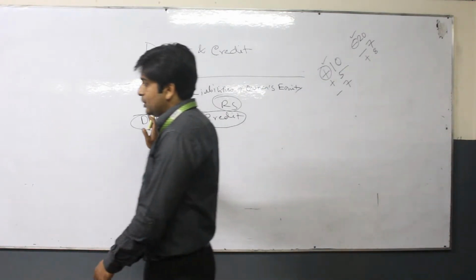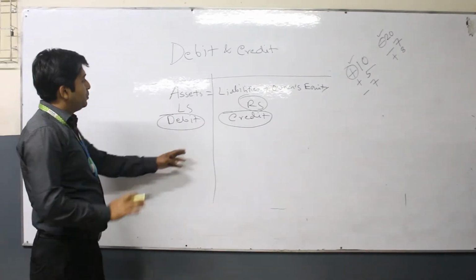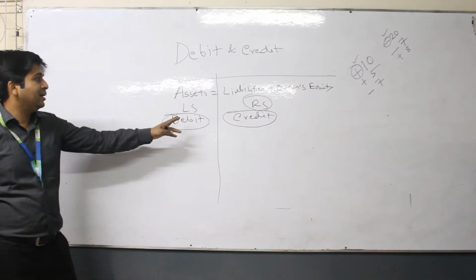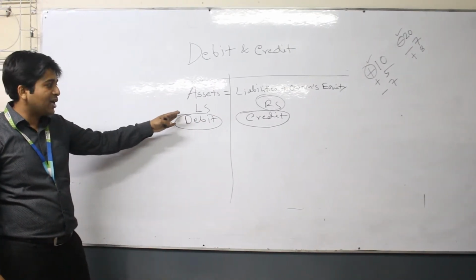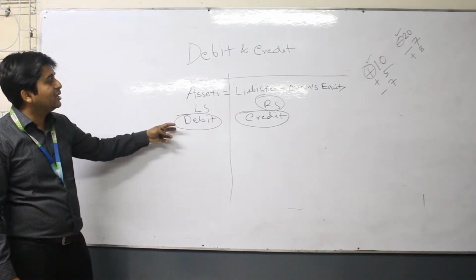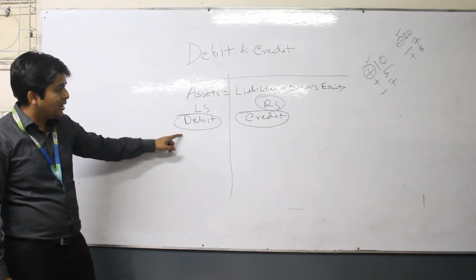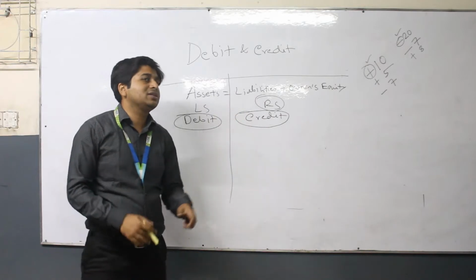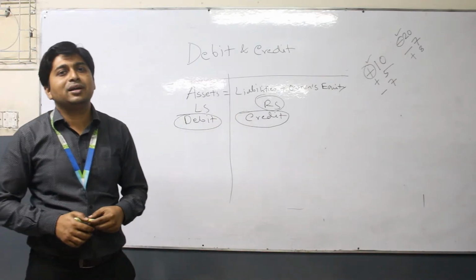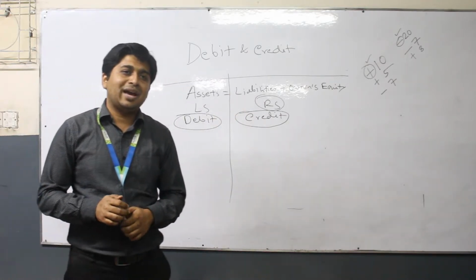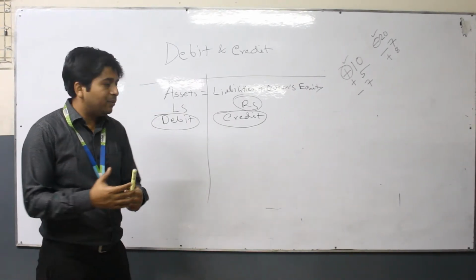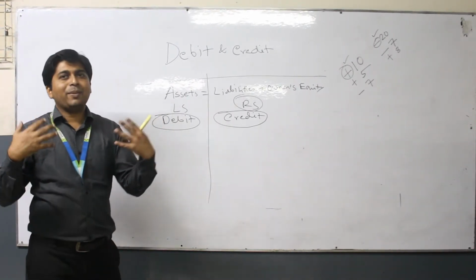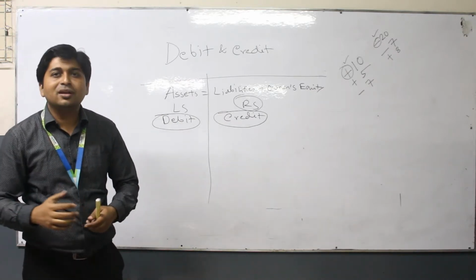So from the accounting perspective, as the asset is situated on the left side, the basic signal of asset should be debit, and as the liability and owner's equity are situated on the right side, they are considered as credit. The basic signal is credit. So now, suppose I am an asset. So my basic signal is debit.